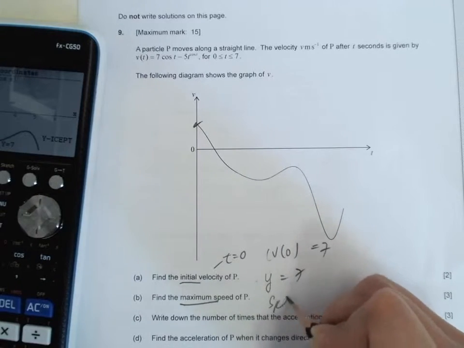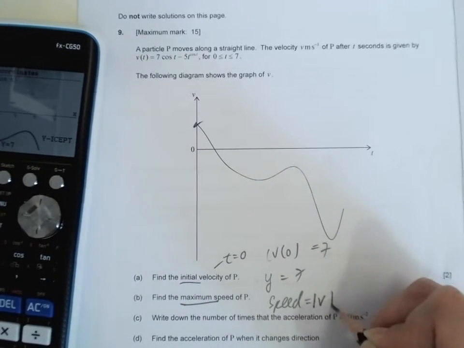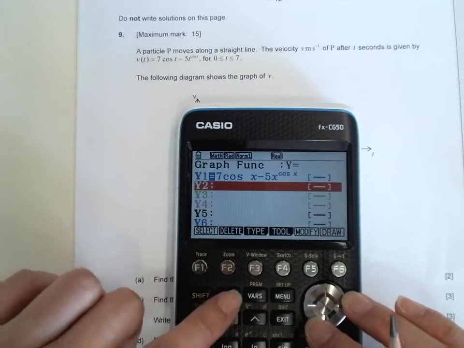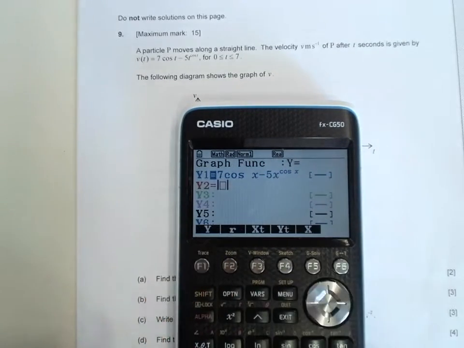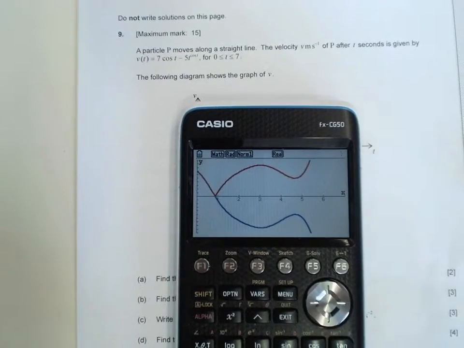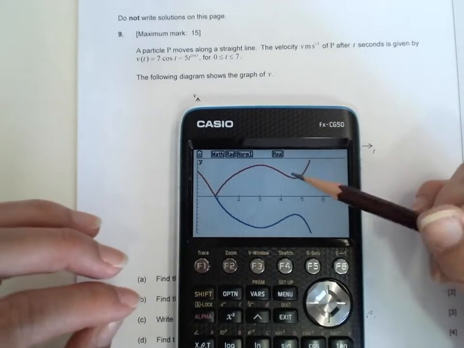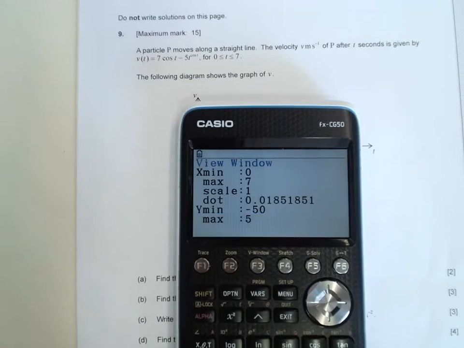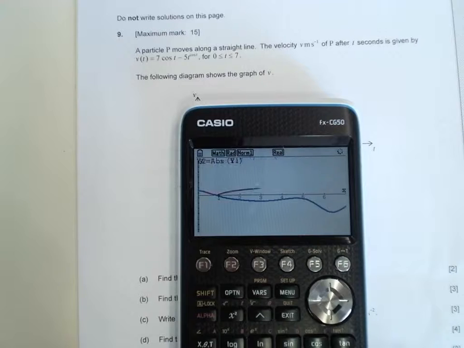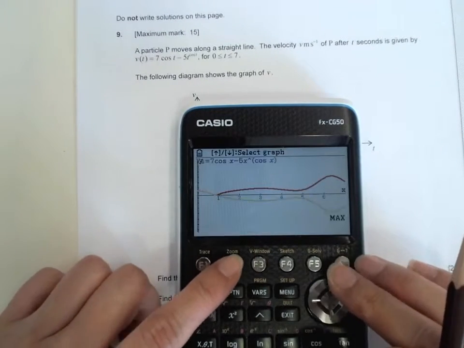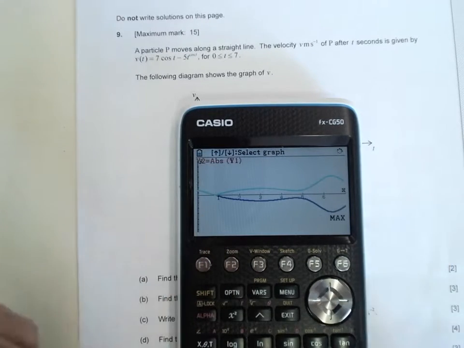Remember, speed equals the magnitude of v. There's no direction there. So all I need to do is go to Option, Numeric, Absolute, y1. The blue is the original one. The red is the absolute one, so I need to change it to negative just in case. Right, so this is our maximum speed. So G-Solve maximum, but then it's the red one.